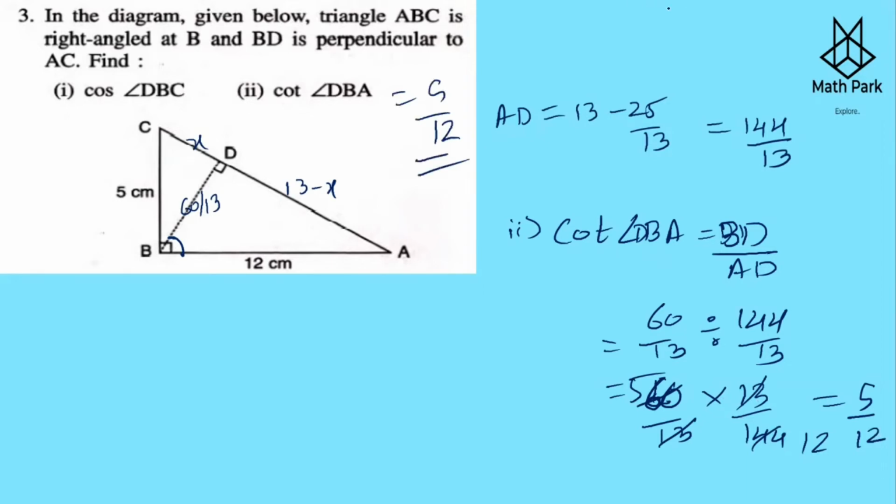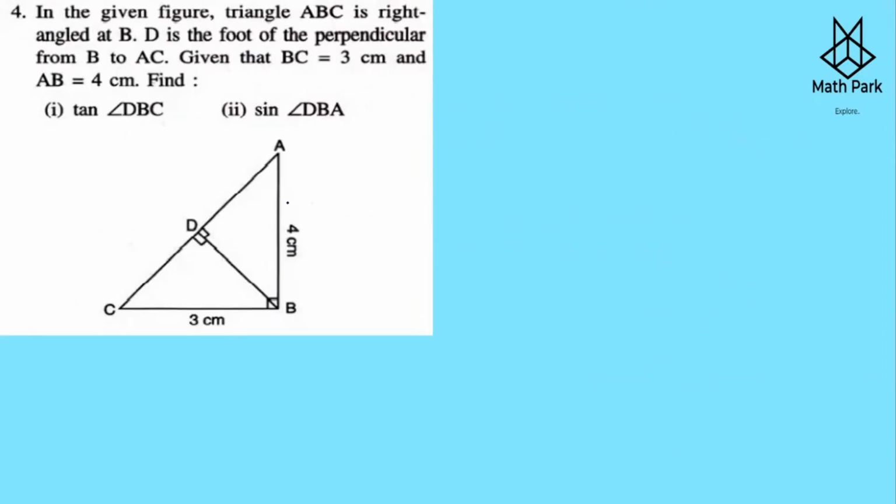Got it? Angle ABC is right angled and AB is 4 and BC is 3. So we will have AC is equal to 5 centimeter. So we will take this as X, then this becomes 5 minus X. We are asked to find tan DBC and sine DBA. So we are concerned with this angle and another angle. So we are looking for these two right triangles. For that, we will have to find the values of X and the value of BD. So let us use Pythagoras theorem and find the value of BD.